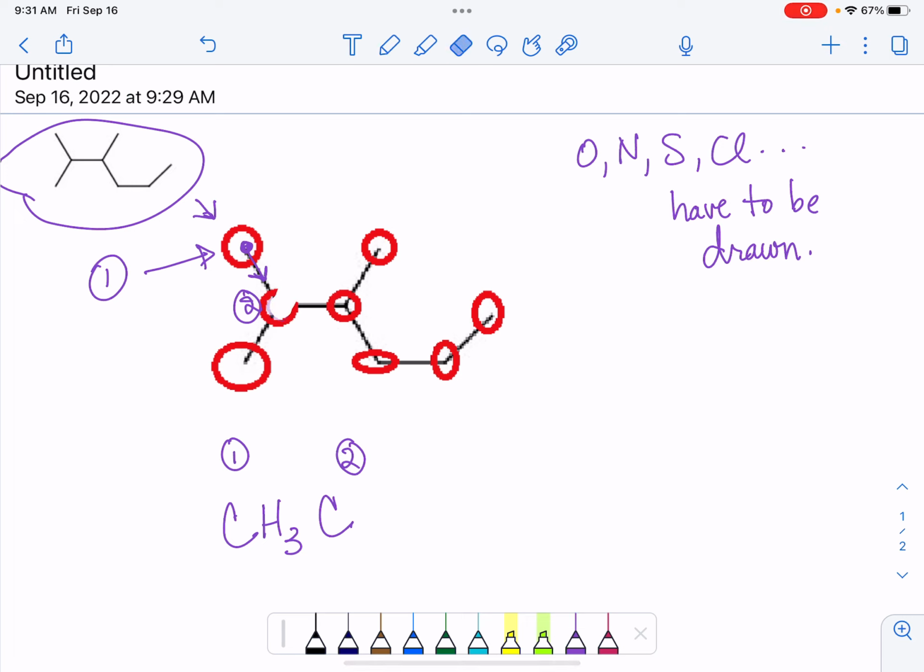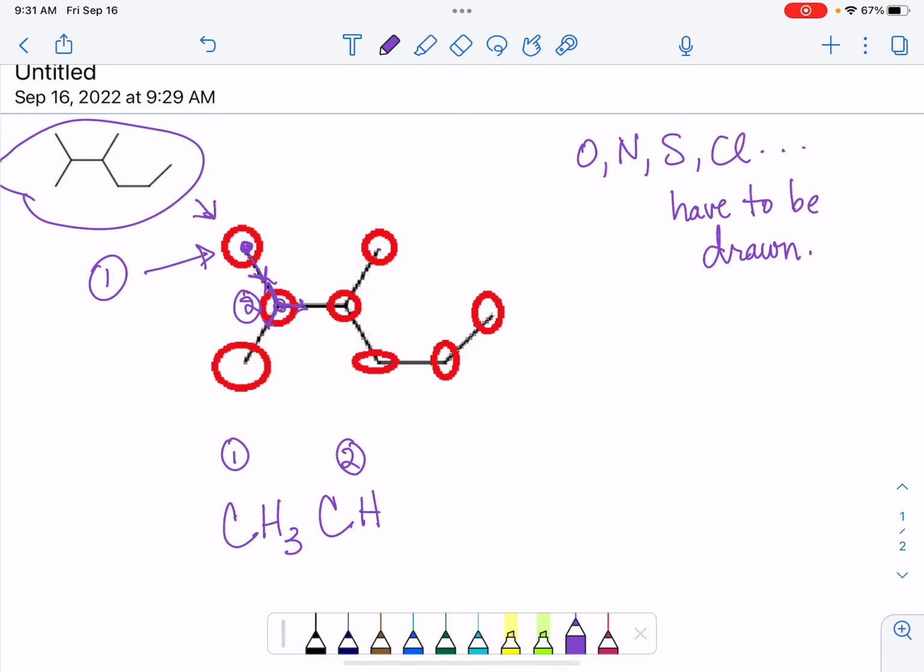Let me clear a little bit here so you can see it. He is bonded to 3 different things. He's bonded back to the first one. He's bonded to the right. He's bonded down and to the left. So he already has 3 bonds. Therefore, he needs 1 more hydrogen.